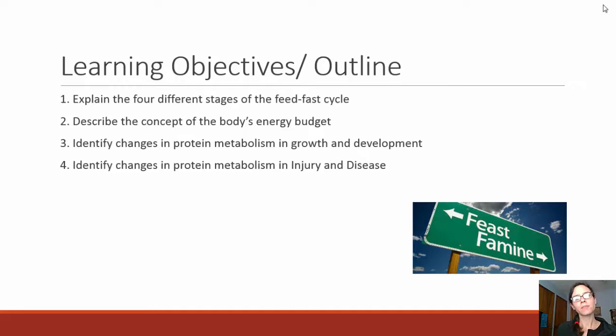So first, we're going to explain the 4 different stages of the feed-fast cycle. And this is really going to set the stage for a couple of lectures from now when we talk about the interrelationships between macronutrients in metabolism. But just today, we're going to focus on protein. We're also going to describe the concept of the body's energy budget, identify changes in protein metabolism in growth and development, and in injury and disease.